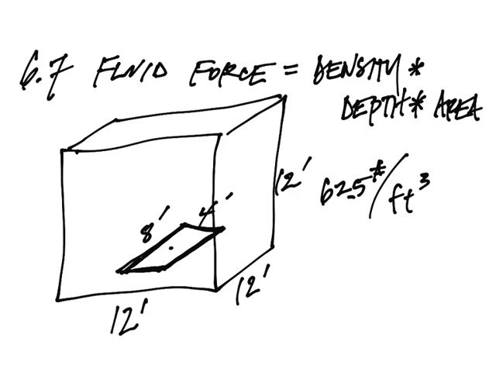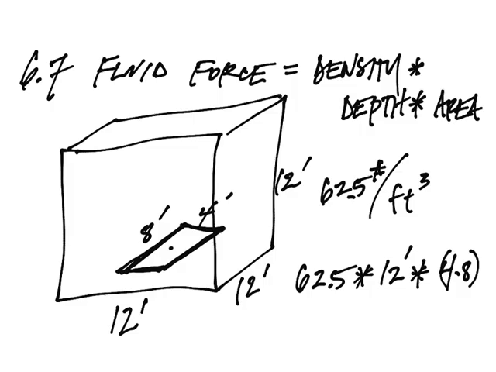It's an easy calculation because the entire surface of the door is at the same depth. So I've got density, which is 62.5, times depth, which is 12 feet, times area. And in this case, it's going to be 4 times 8, or 32 square feet. So that gives me a total of 24,000 pounds of force being exerted on that door.